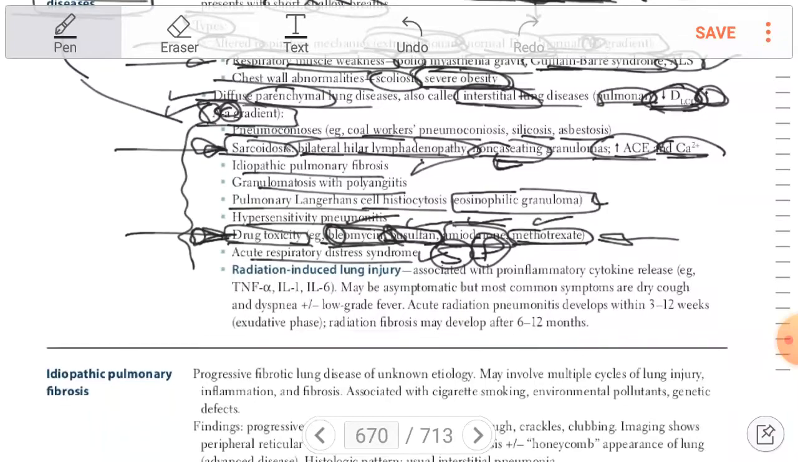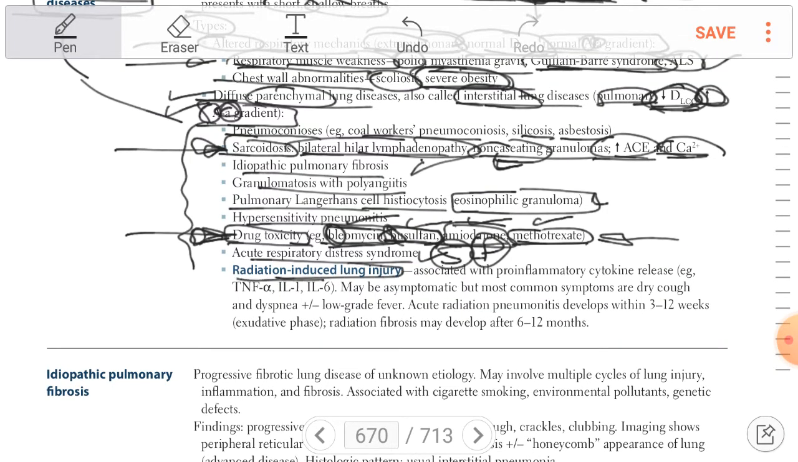Then there is radiation-induced lung injury. From its name, radiation will cause lung injury. It's associated with release of pro-inflammatory cytokines like tumor necrosis factor alpha, interleukin 1, and interleukin 6. It may be asymptomatic, and the most common symptoms are dry cough, plus dyspnea, plus or minus low-grade fever.